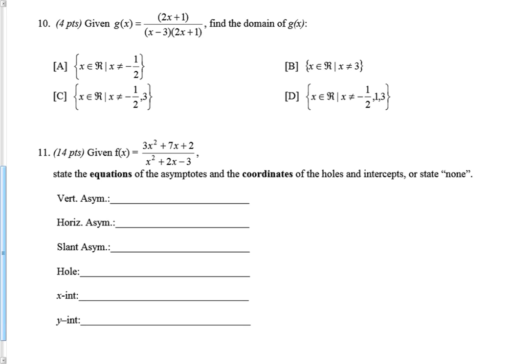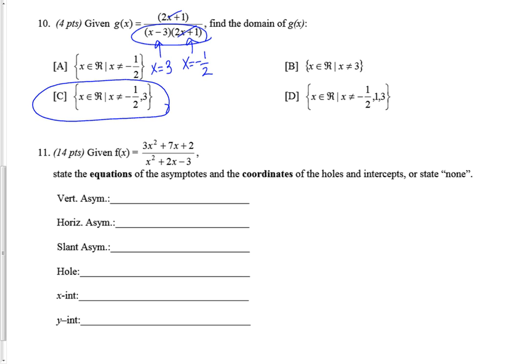In number 10, I need to state the domain. For the domain, the bottom cannot equal 0. This one's going to reduce out, but that doesn't matter because it'll still be a domain restriction. X cannot equal -1/2 because that's going to be a hole, and x cannot equal +3 because that's going to be a vertical asymptote. So my answer is C. I don't care where the top is 0 in any function. In this one, it really doesn't matter because it was where the bottom equaled 0 anyway.